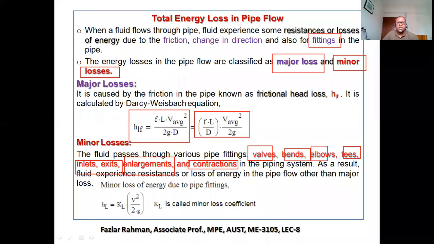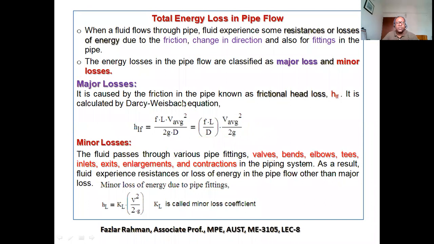So you see, fL by D is a constant. Friction factor is constant. L by D is constant. So this one is the only variable right over here. So minor head loss we can figure out by using the same equation, that means this one. This constant, we think of as KL, that means minor loss due to the fittings, and V² by 2g.